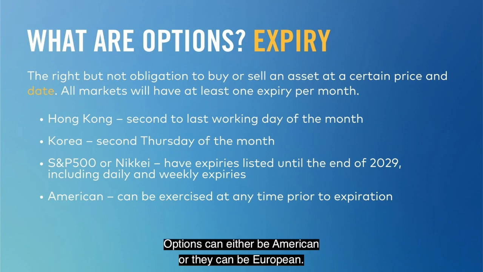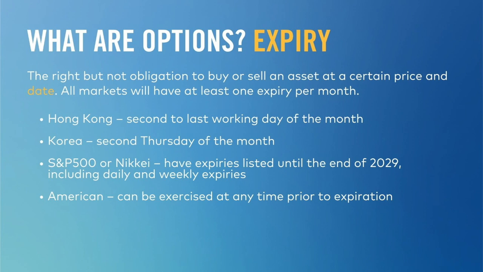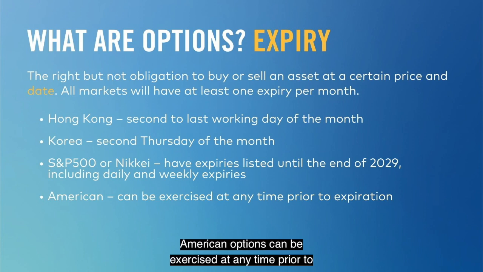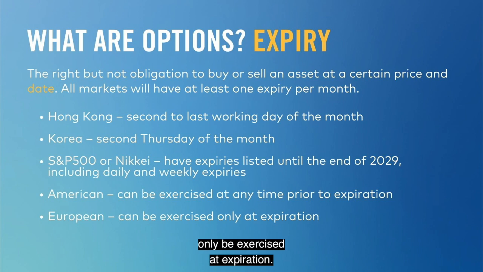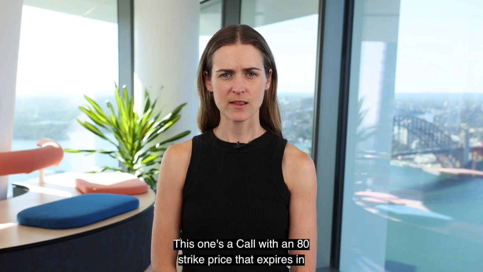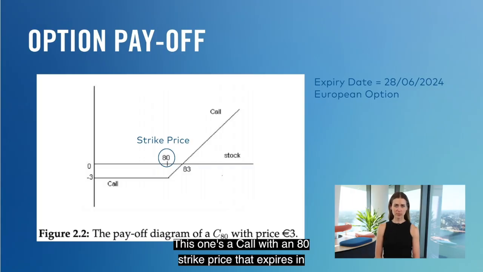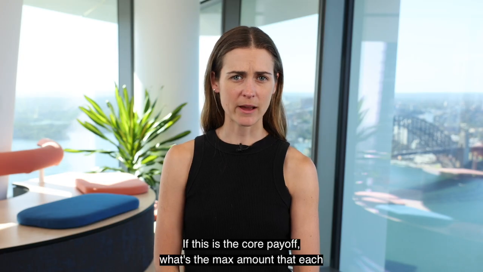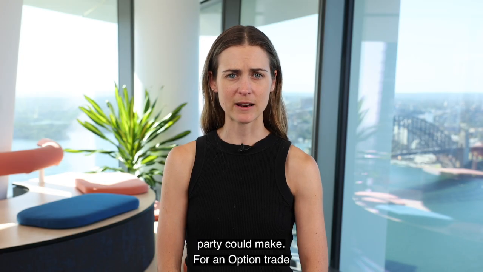They can also have slightly different types of expiries. Options can either be American or they can be European. American options can be exercised at any time prior to the expiration date, whereas European options can only be exercised at expiration. So what does an option look like with all these details? This one's a call with an 80 strike price that expires in the middle of June and is a European option. If this is the call payoff, what's the max amount that each party can make?